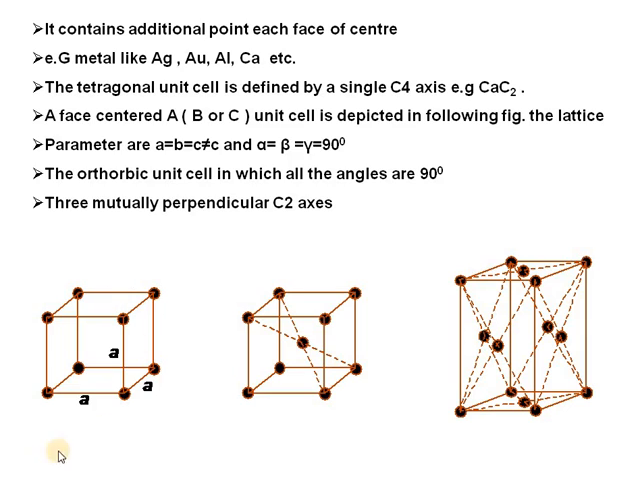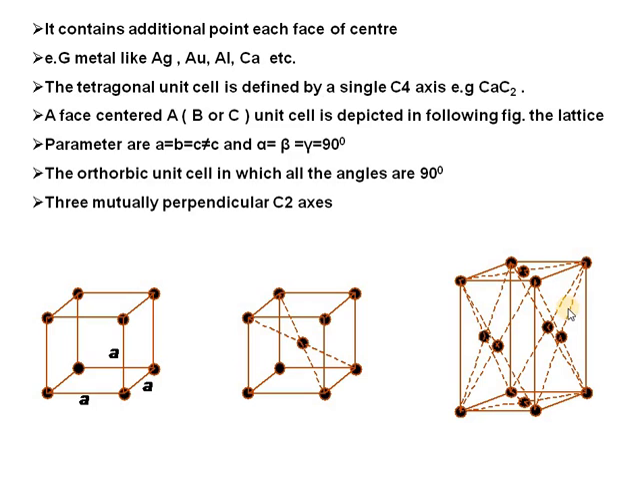See here the first, primitive cubic lattice, which has all edges similar. So it is a simple cubic lattice or primitive lattice. Another is the body centered cubic, meaning one of these atoms is present at the center of the cube. This is called a body centered cubic.